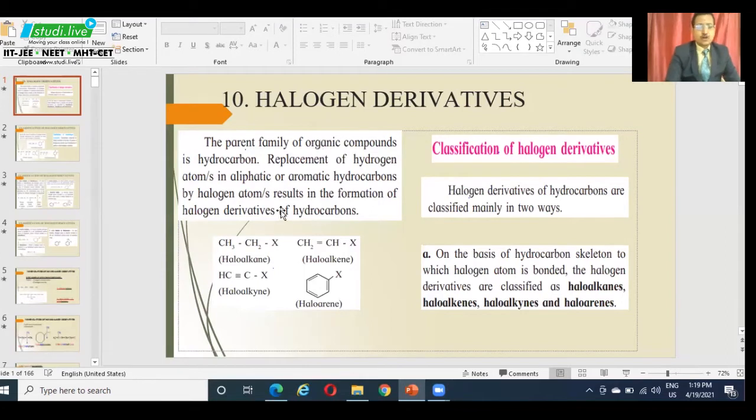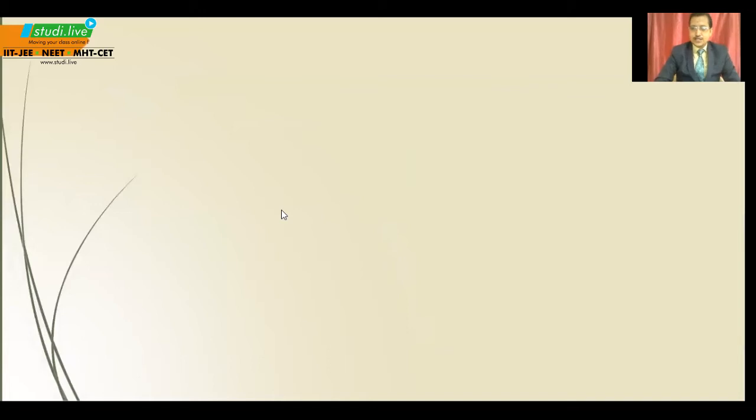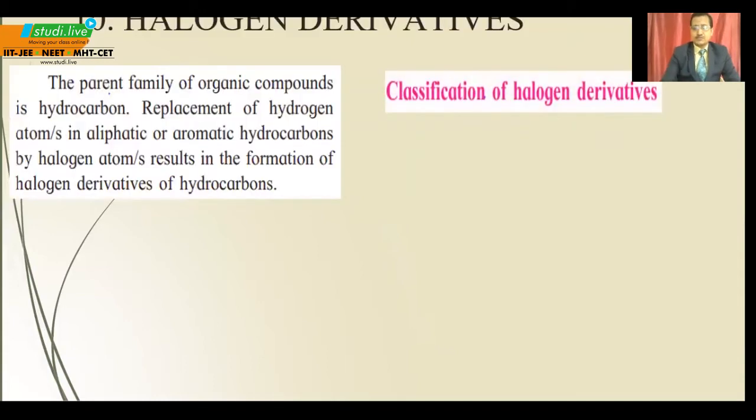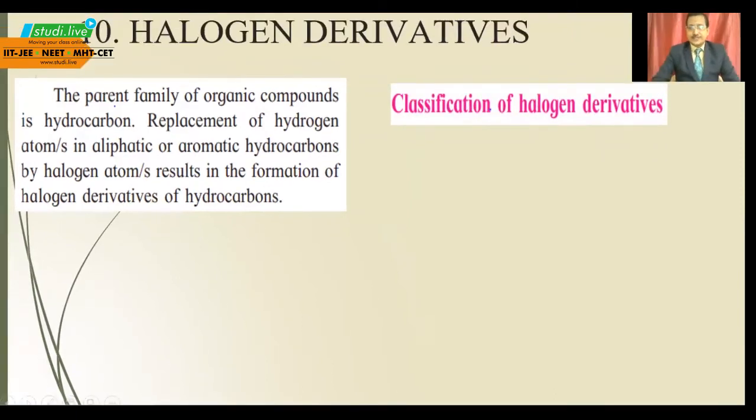As far as your board exams are concerned, this topic of halogen derivatives is going to be for 5 to 7 marks in your examination. So basically, to begin with, first in halogen derivatives. Now basically, what are halogen derivatives?